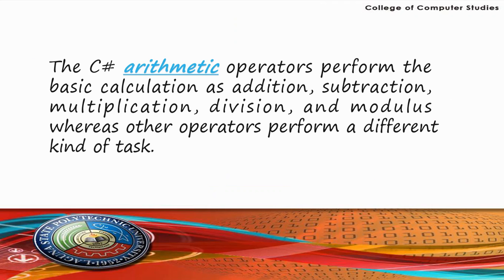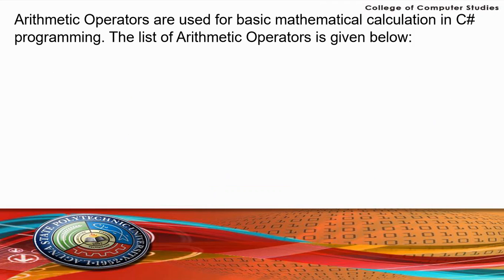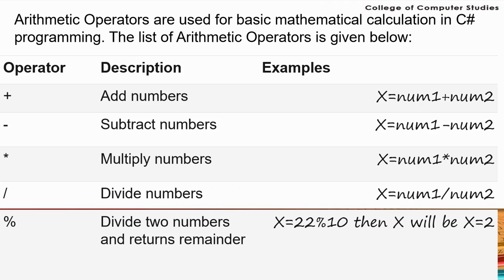So what are arithmetic operators? The C-sharp arithmetic operators perform the basic calculations such as addition, subtraction, multiplication, division, and modulus, whereas other operators perform a different kind of task. Here's a list of arithmetic operators. So we have here the plus sign, the minus sign, the multiplication sign, the division, and the percent sign, which is used for the modulus or getting the remainder.